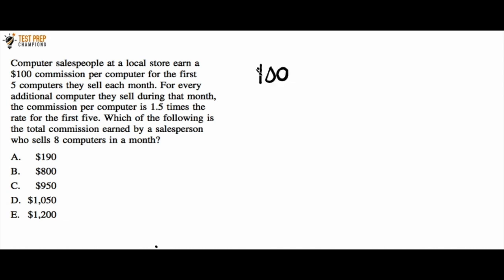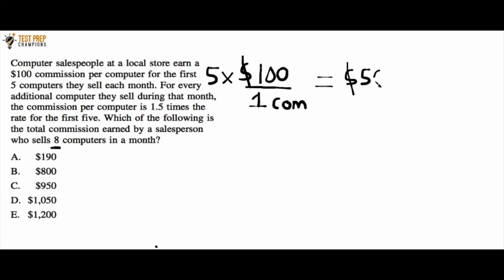So we're told that for the first 5 computers, the commission is $100 per computer. All right, so we have $100 commission per 1 computer. And so the salesperson here sold 8 computers total. So for the first 5 computers sold, we can just do 5 times 100 here. And that tells us that the salesperson made $500 total on the first 5 computers.